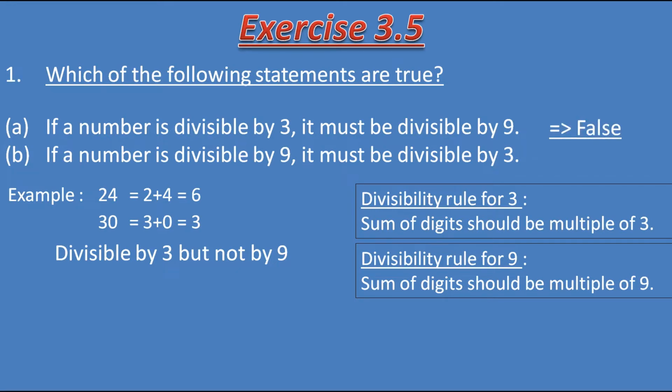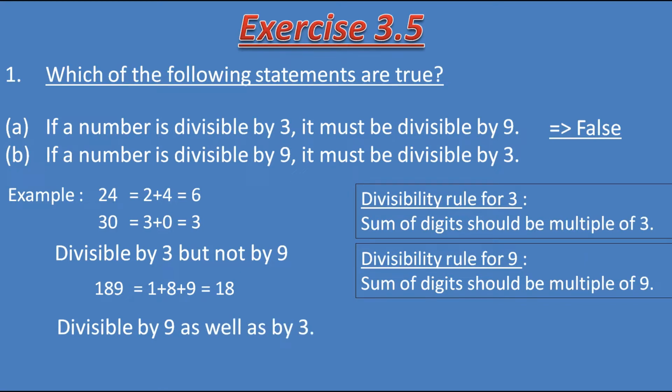Now for the second statement, let's take one more example. Here I am taking the number 189. When we find the sum of the digits, we get the answer as 18, and 18 is a multiple of 3 as well as a multiple of 9. Therefore, this number is divisible by 9 as well as by 3.